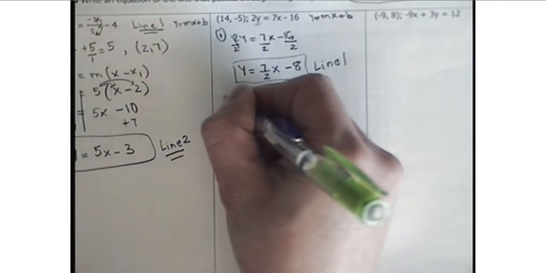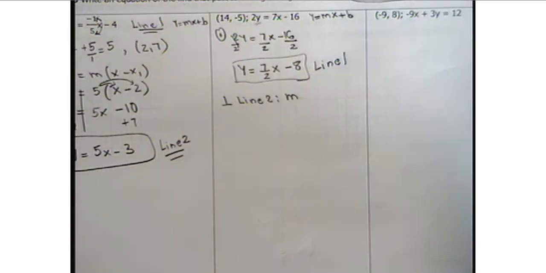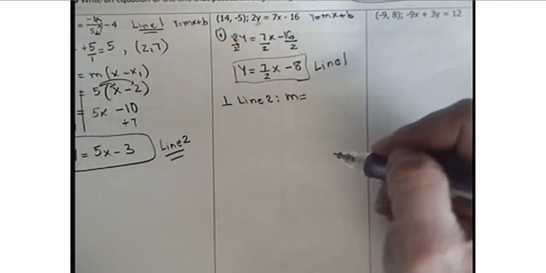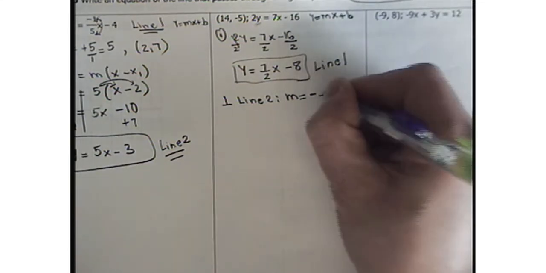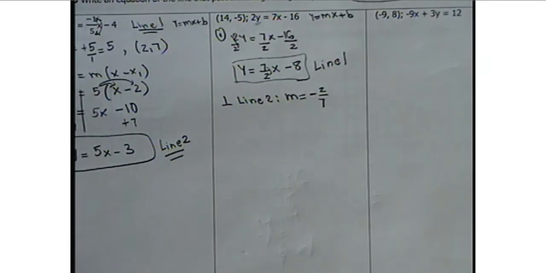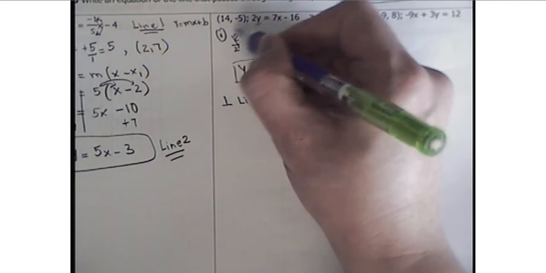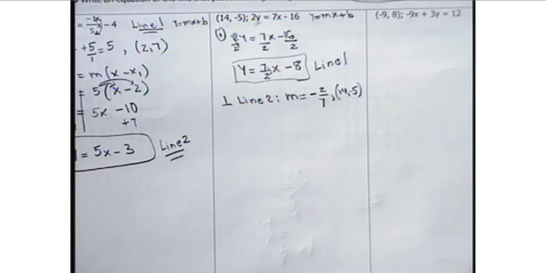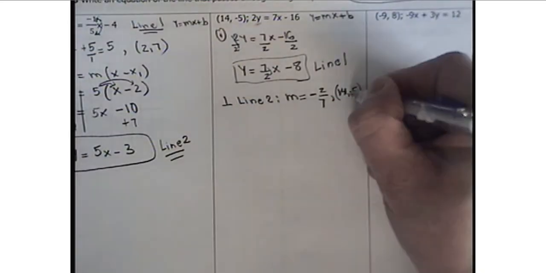Now the perpendicular line 2 will have the opposite reciprocal slope. Now look at this. The slope here is positive 7 over 2, so my opposite reciprocal will be negative. We flip those two numbers, 2 over 7. Okay. Once you are done with the slope, then just go ahead and copy the coordinates of this point, 14 and negative 5, because this is what we're going to use to calculate and solve the second equation of this example.